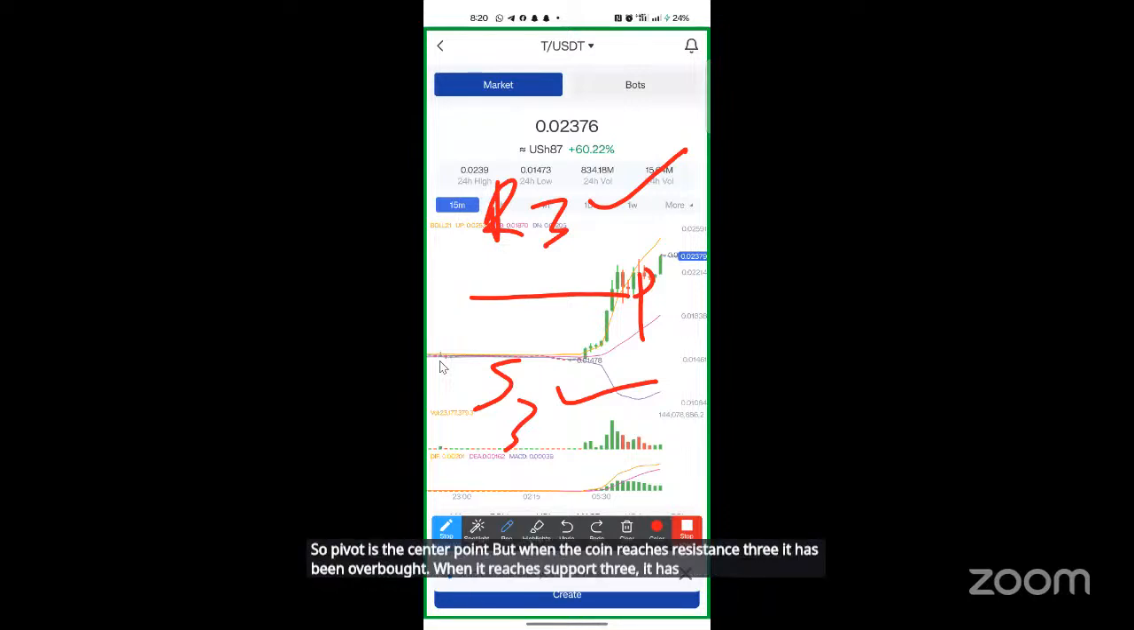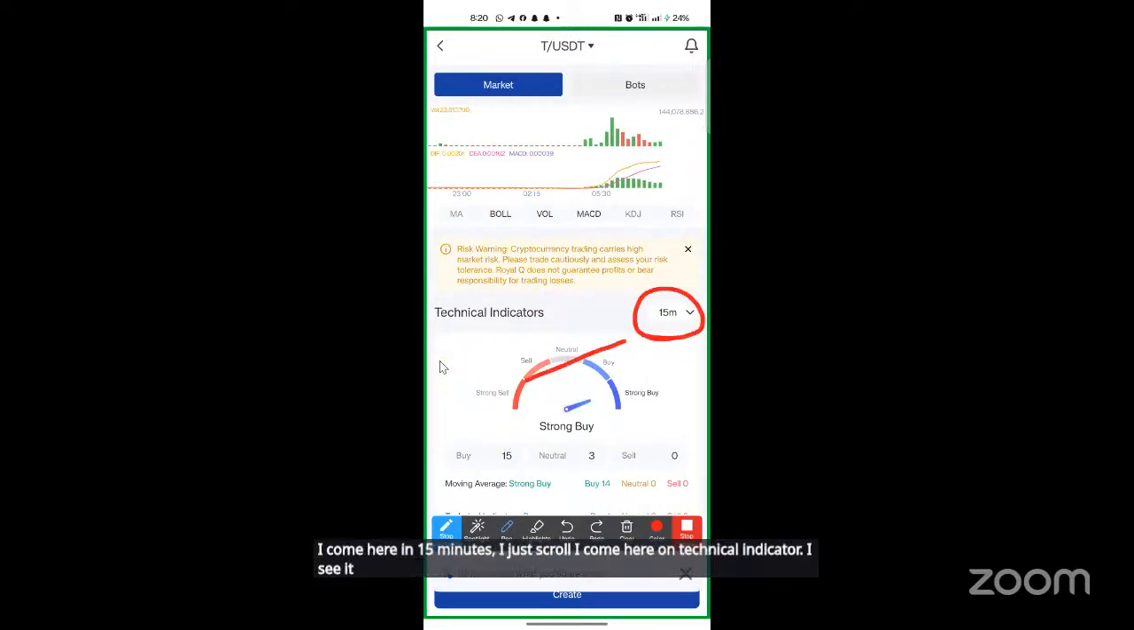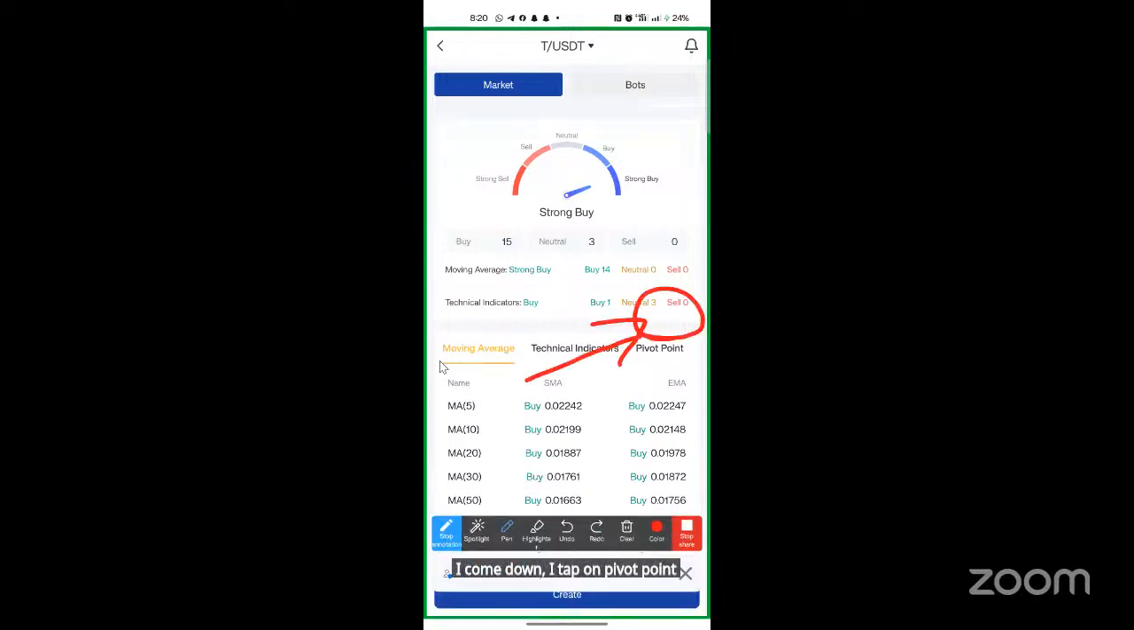Now, when I come here in 15 minutes, I just scroll. I come here on technical indicator. I see it is in 15 minutes. I come down, I tap on pivot point. Can we see pivot point? Give me a yes.